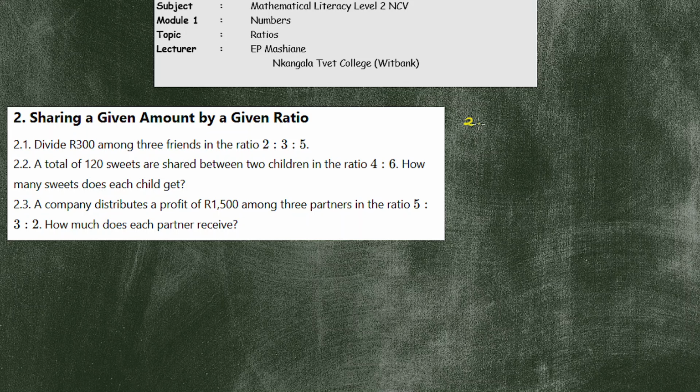2.2. For 2.2, we have a total of 120 sweets to be shared between 2 children in the ratio of 4 to 6, right? So the first child will get how many sweets? The assigned ratio for the first child is 4.